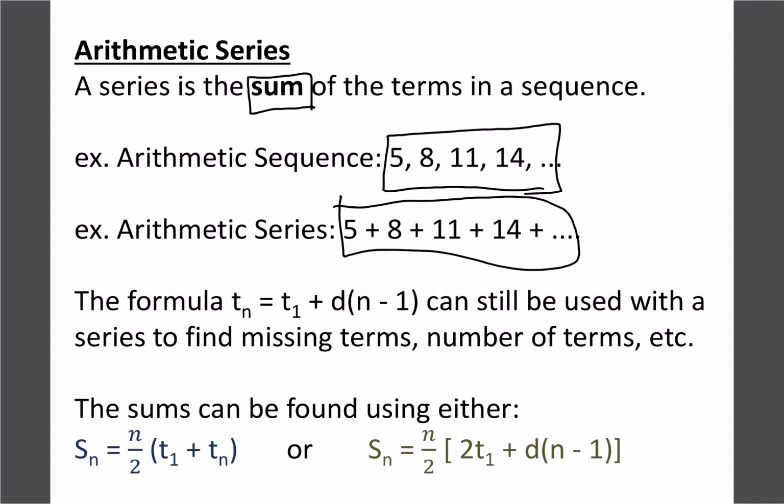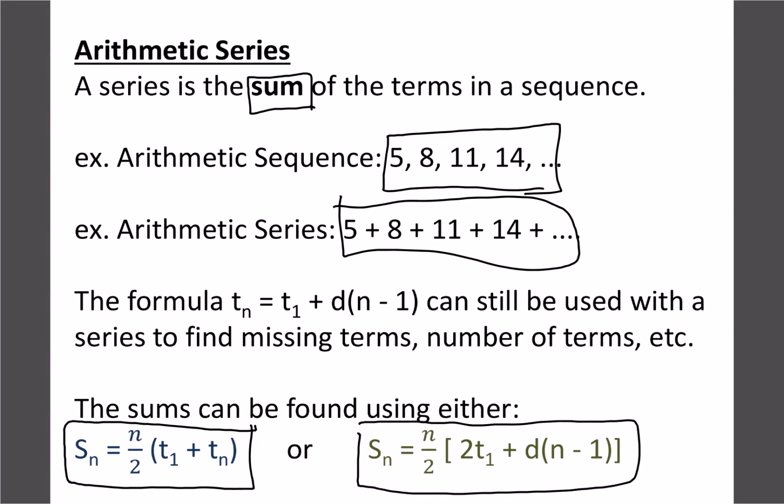We still use our basic formula to help us to find out what our d is or what our missing terms are or number of terms, things like that. But now we're going to use one of two sum formulas. So this first one you can see, we say the sum of whatever number of terms is n divided by 2 times t1 plus tn, or we can expand it out a little bit. So you can see this is first term plus last term, and we divide that by 2 and times it by the number of terms.